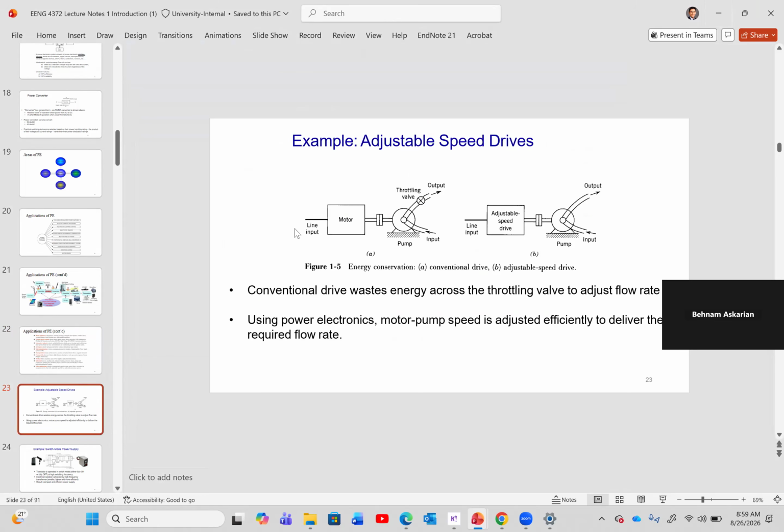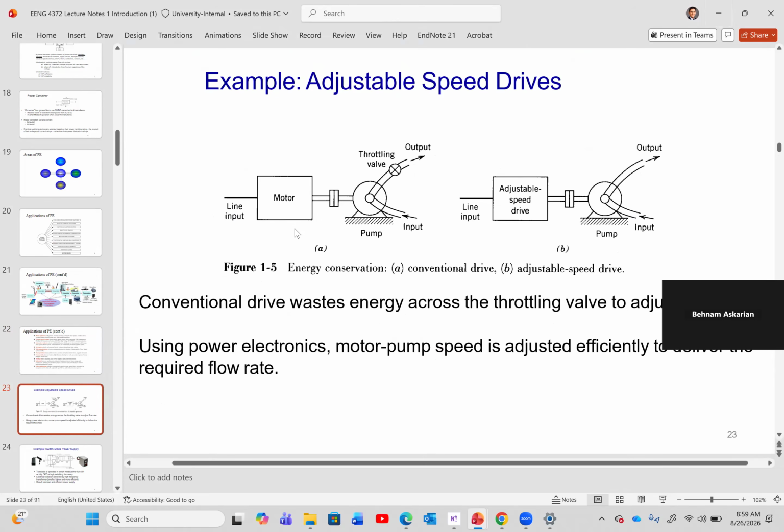Now, here is a very nice example of a traditional system on the left and a system optimized using power electronics. So imagine that if you wanted to pump water, previously, 10, 15 years ago, even now, if you want to run a cheap system, you have an AC motor. The AC motor runs at a specific RPM. You can't control the RPM.